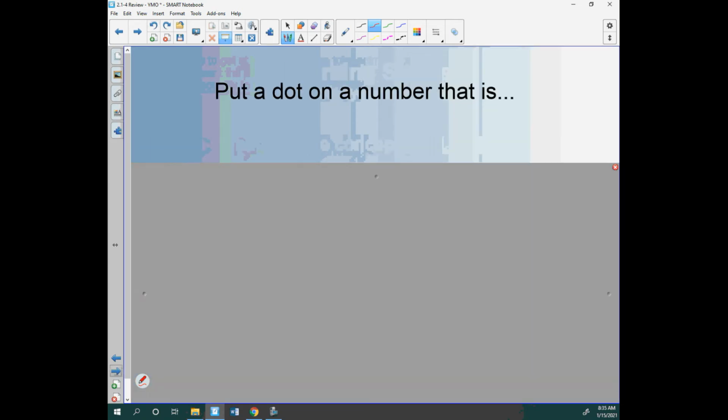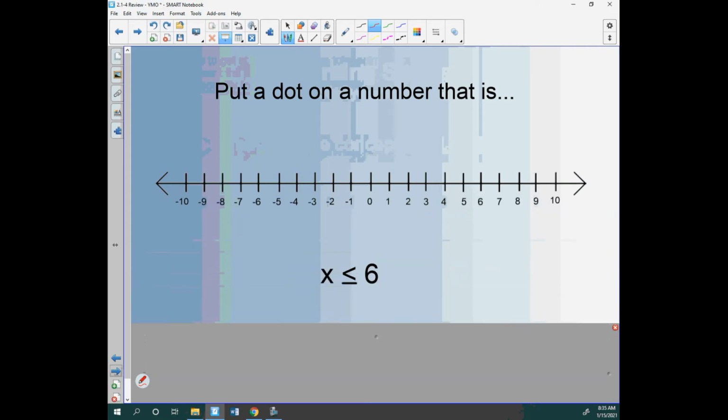All right, I want you to put a dot on the number that is x is less than or equal to 6. Put a dot somewhere on there. How about 1? Is 1 less than or equal to 6? Would that be a true statement? Yeah, that'd be a true statement, right? Is that the only answer, though? No. How about negative 8? Is negative 8 less than or equal to 6? That's also true, right? So what about all these in between, right? What about these ones that are in the center, right? There's going to be an infinite amount of dots that are in here, and so it's going to be all of those.